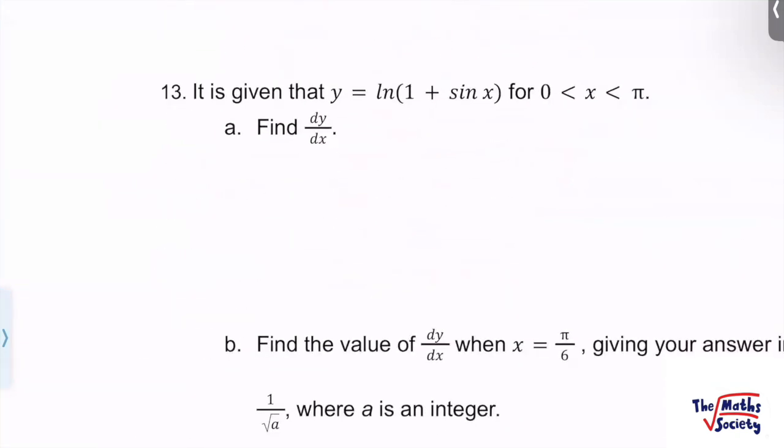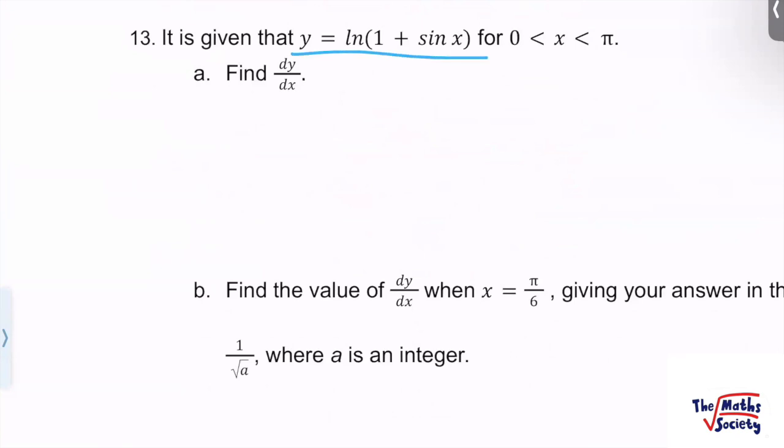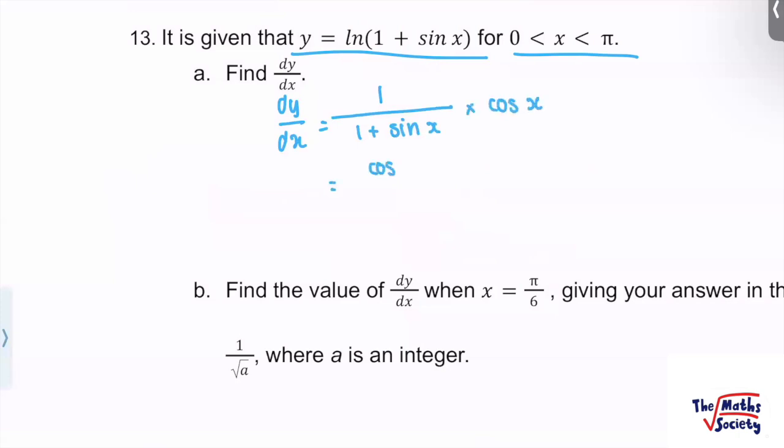And we'll move on to the last question of this week. So it is given that y is equal to ln of 1 plus sine x for 0 less than x less than pi, find dy by dx again. So for dy by dx, ln comes, so we know it's going to be 1 by 1 plus sine x, and you differentiate sine x, which is going to be cos x. So it's going to be cos x by 1 plus sine x.